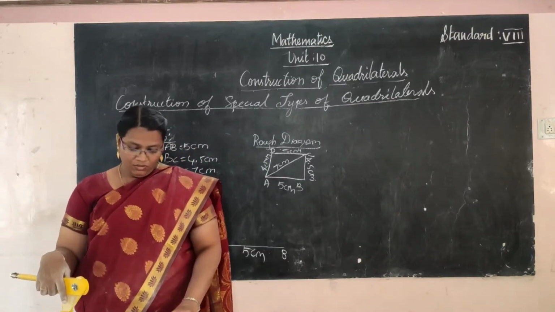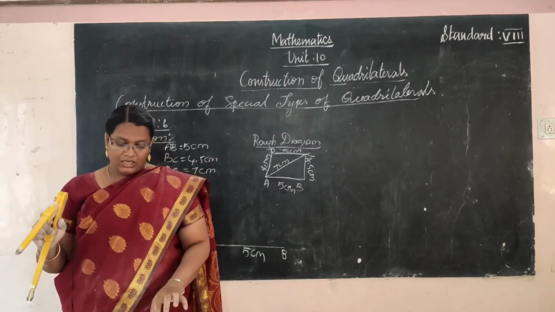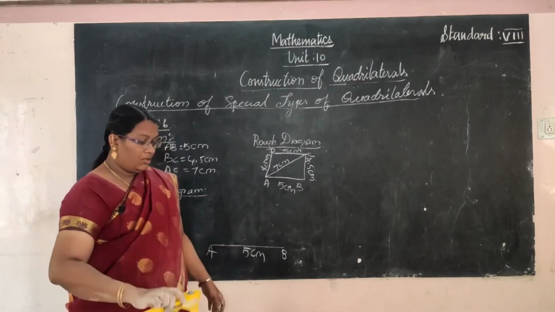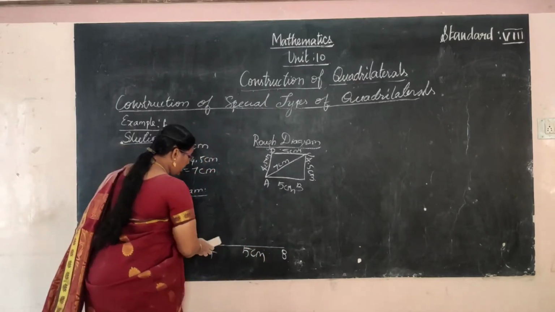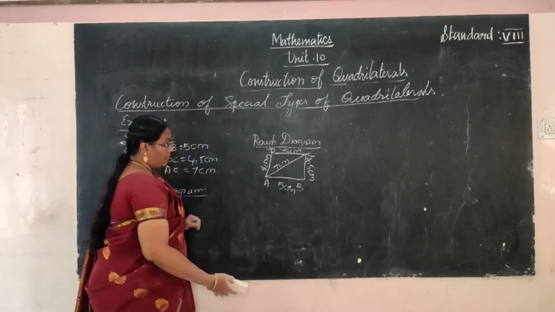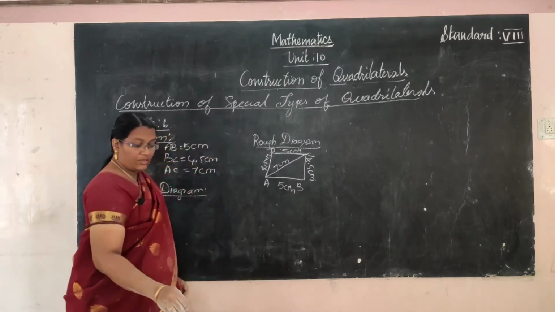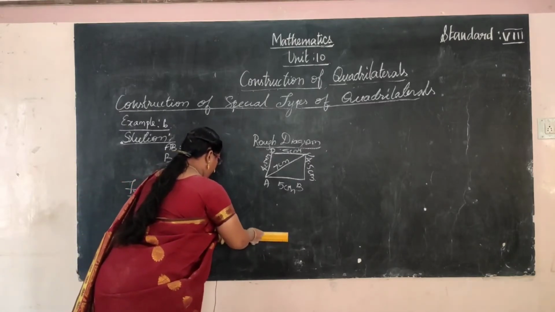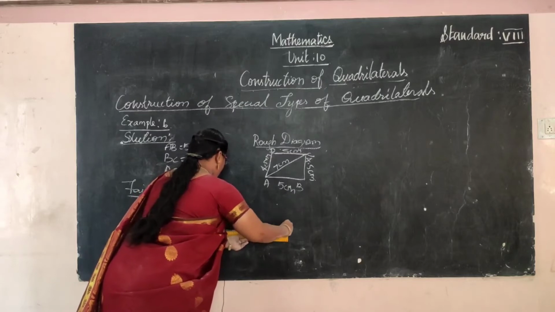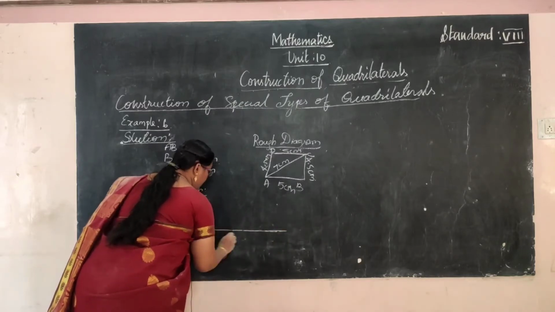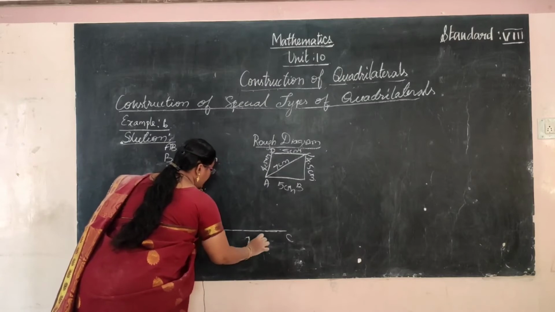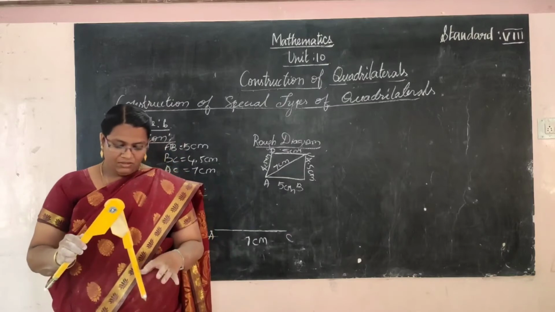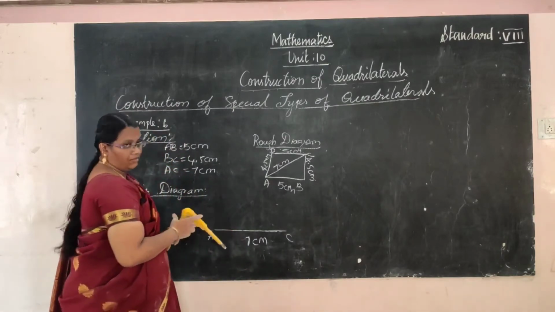So first what do we do? In any kind of problem where the diagonal is given, first you should draw the diagonal. Okay, the diagonal value is given, so first we draw the 7 centimeter AC. Draw the diagonal. Okay. After that you draw the remaining two sides.